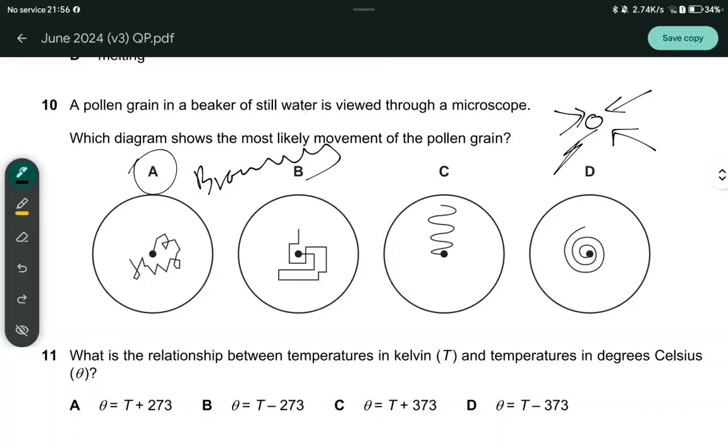So if you see a question that asks you to describe the motion of a pollen grain, don't describe it by saying the pollen grain is random. Say that the water particles, or if it's smoke, the air particles, move randomly and collide with the pollen grains and cause them to move with Brownian motion. Just a heads up for paper 2.